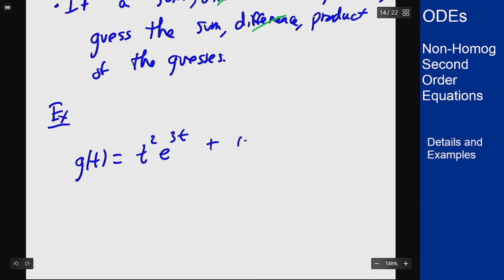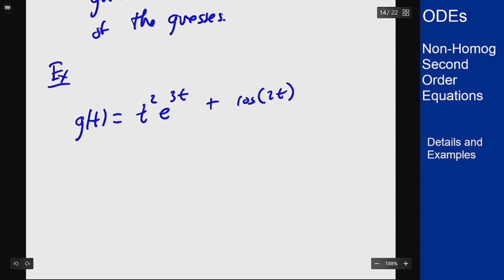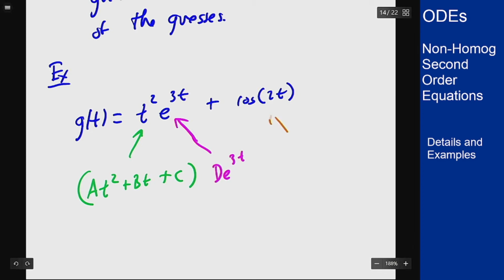3t plus cosine of 2t, what would I guess for this, assuming nothing solves the homogeneous problem? Well, from the t squared, I should guess a polynomial of degree 2 going from t squared all the way down to t. So an a t squared plus a b t plus c. From e to the 3t, I should guess some constant times e to the 3t. And from the cosine, I should guess both the sine and the cosine with argument 2t.